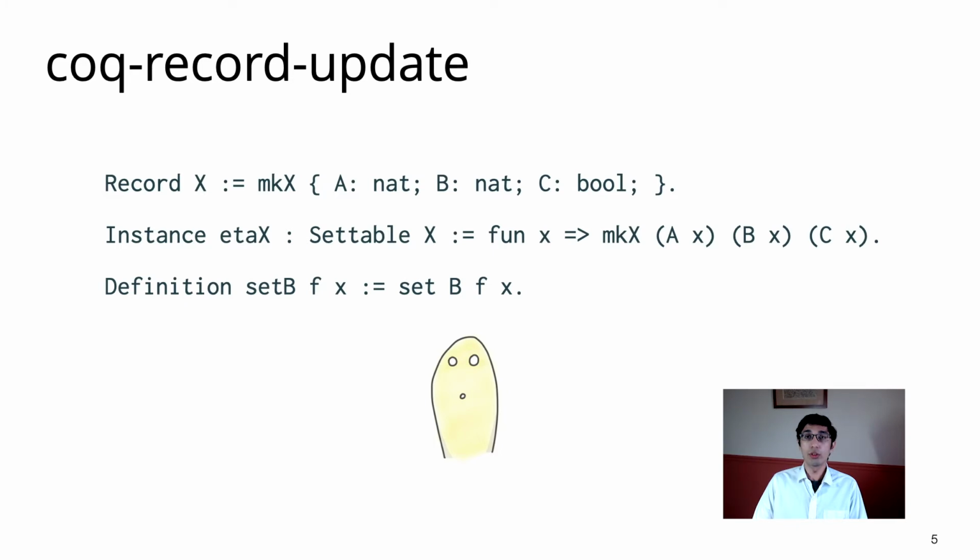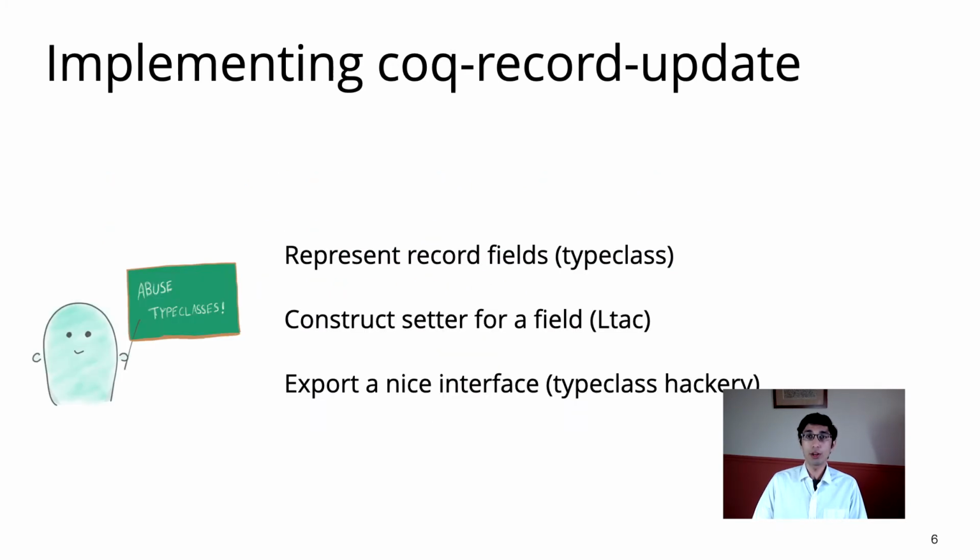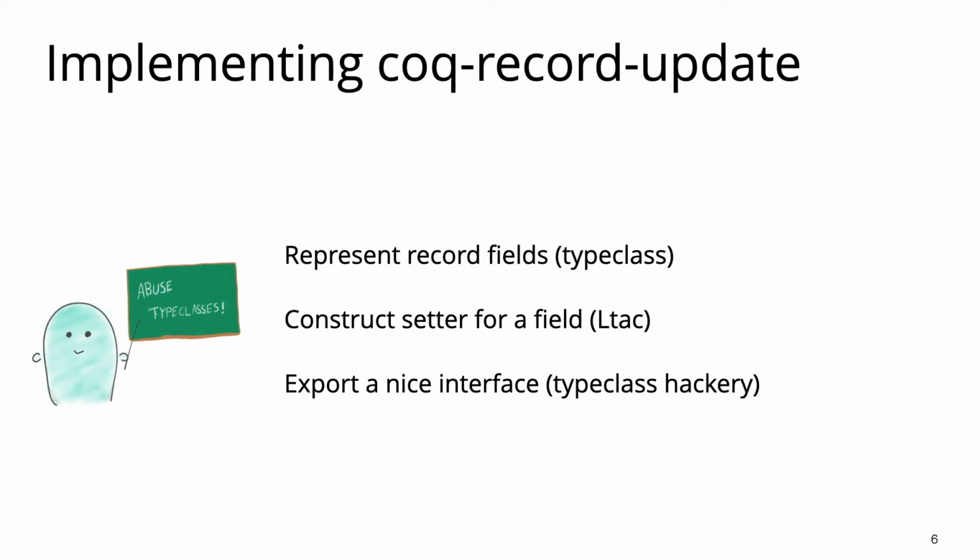The focus of this talk will be to explain how the set function is implemented. And the short answer is that it basically is an abuse of type classes. I'll now walk through that implementation in 3 steps: representing the record, constructing a setter using LTAC, and then finally wrapping all of this up in a nice interface.